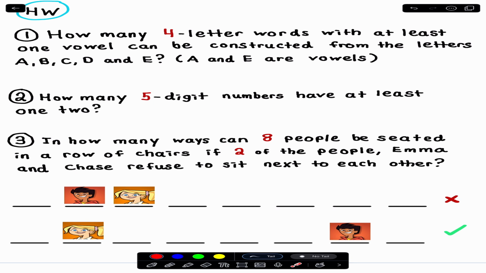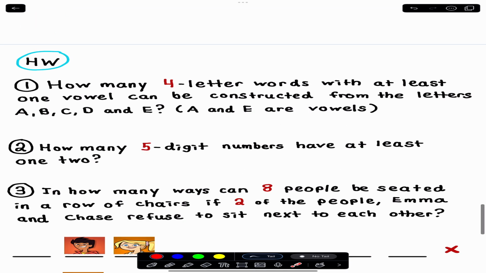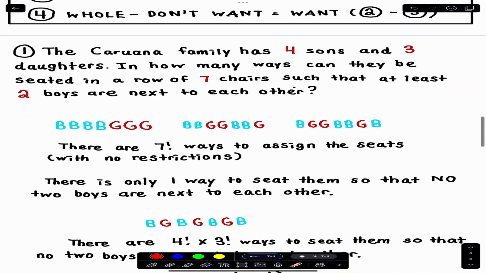So basically, instead of splitting them apart, we're going to keep them together. And then, of course, you will subtract from the total number of ways 8 people can be seated in a row of chairs with no restrictions. And then we will get the final answer. And we will find out how many ways this toxic couple can be seated under these conditions. Okay? So there we go. That is complementary counting in a nutshell.